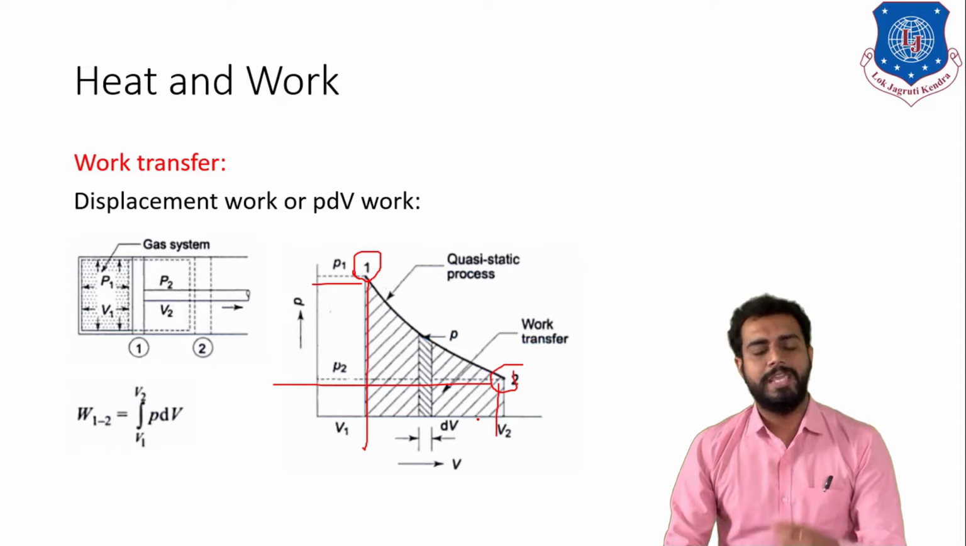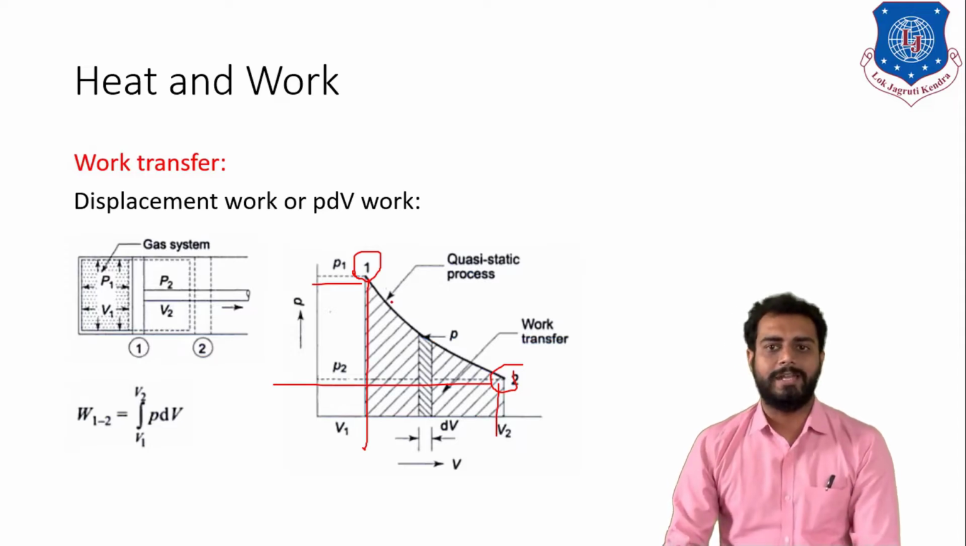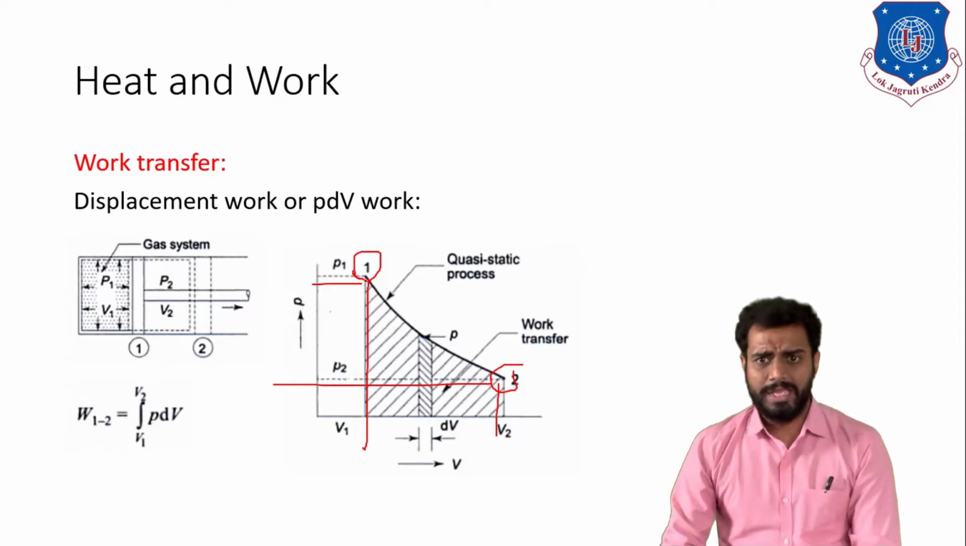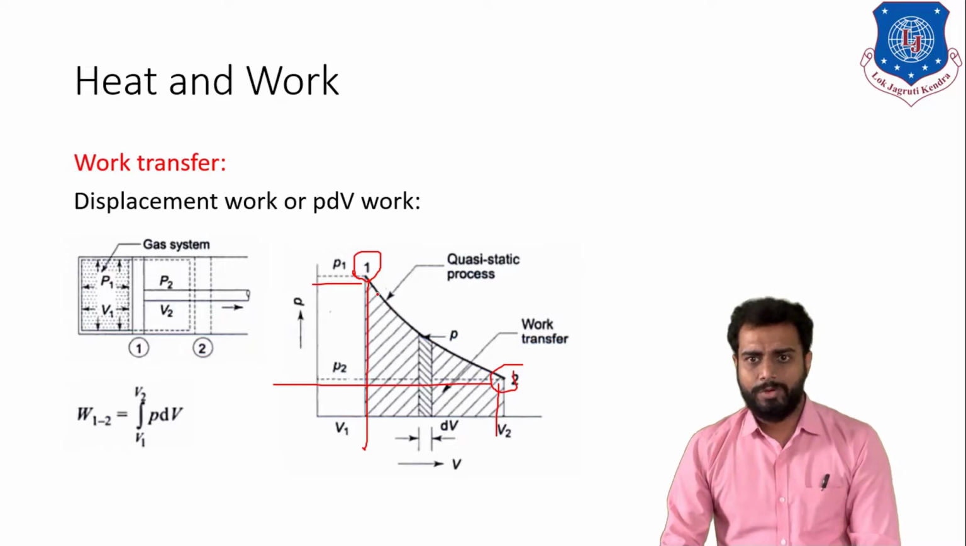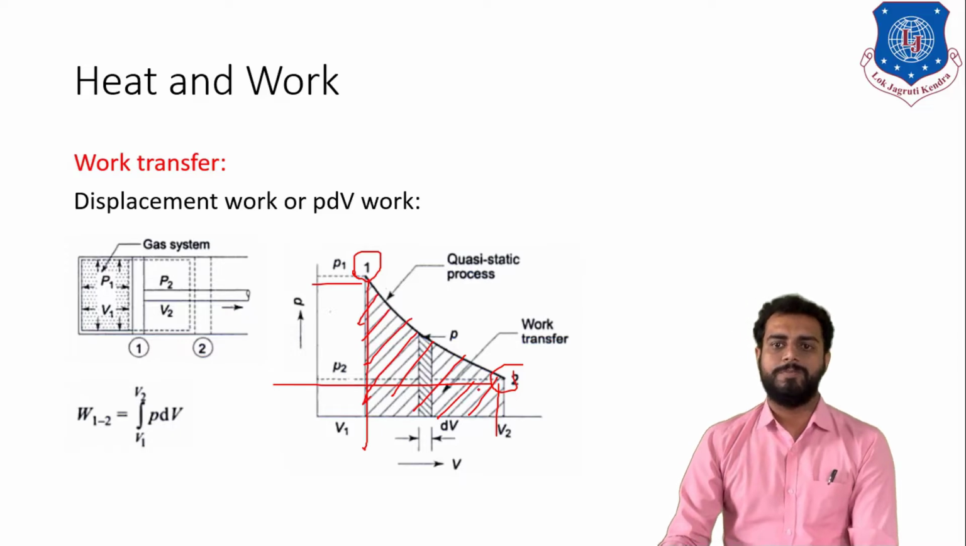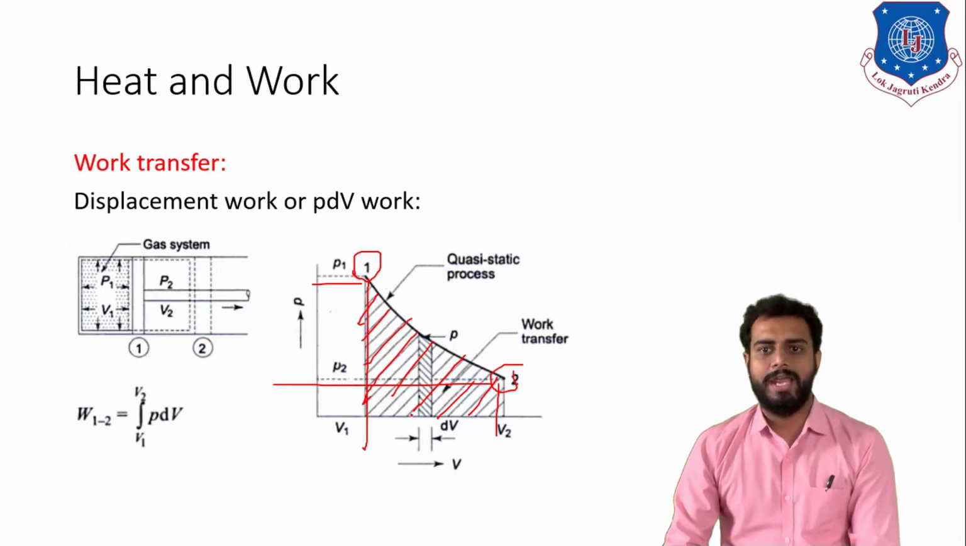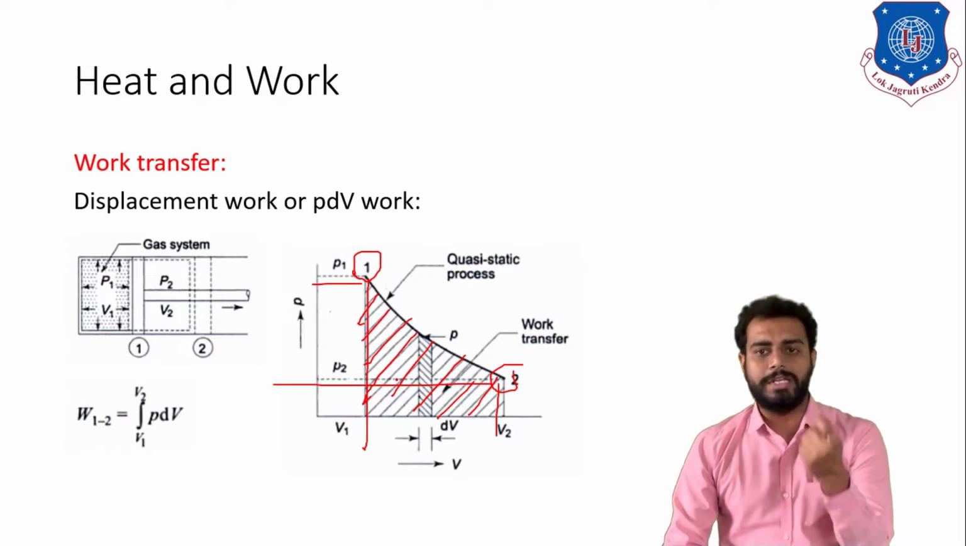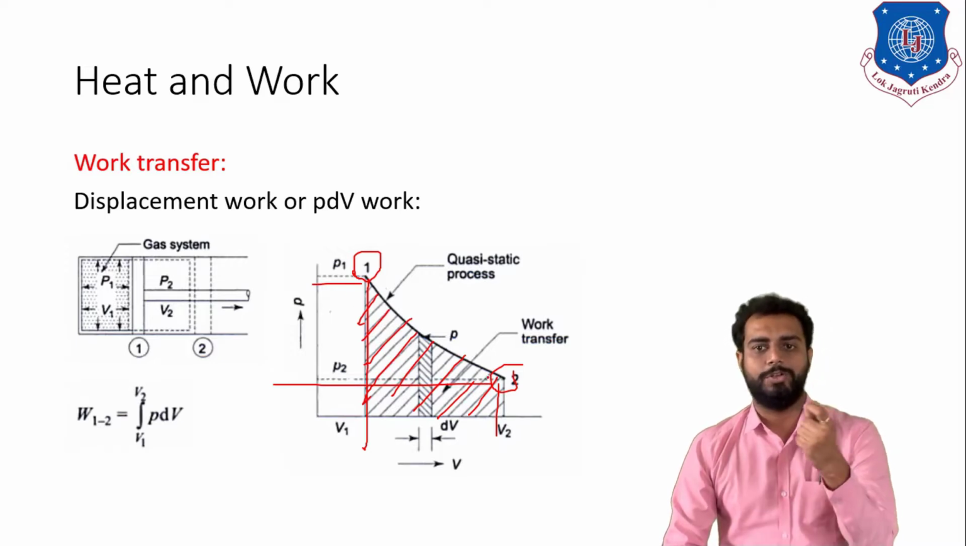Here you may observe, students, that if I find the area below the curve, then that area will give me the work done during the process. The area which I have highlighted with the red lines is nothing but the work done during the process 1 to 2.